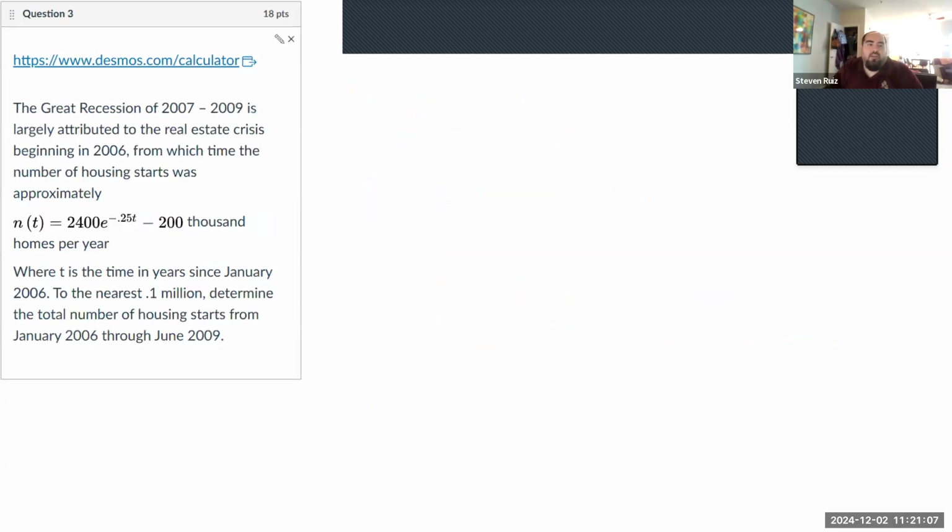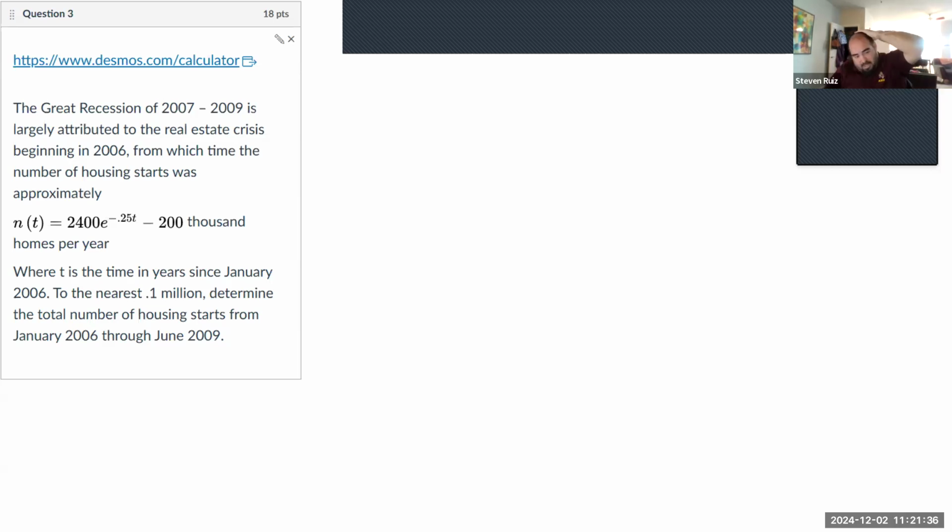Moving on to question 3. All right, so the Great Recession, attributed to the real estate subprime mortgage crisis in 2006. So again, we have a rate function. So the number of housing starts per year is given by this function here. And from here, we want to find the total number of housing starts.